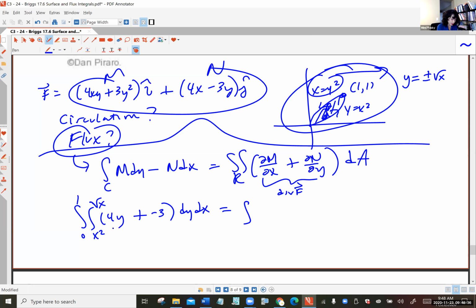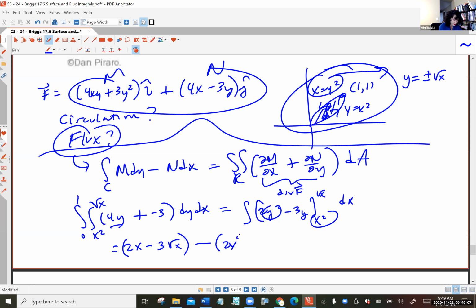But if you integrate this with respect to y, not too bad. I get 2y squared minus 3y. And then you evaluate that between a lower limit of x squared and an upper limit of square root of x. Ooh, okay. See, now this is maybe where it got messy. So you're going to go 2, and then square root of x squared is x, minus 3 square root of x, and I'm just plugging in the upper limit, minus, and then when I plug in the lower limit of x squared, I get 2 x squared squared, which is 2x to the 4th, minus 3x squared. So this is what I still need to integrate with respect to x.